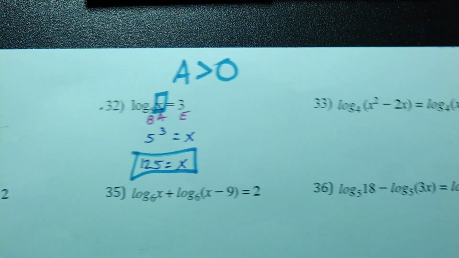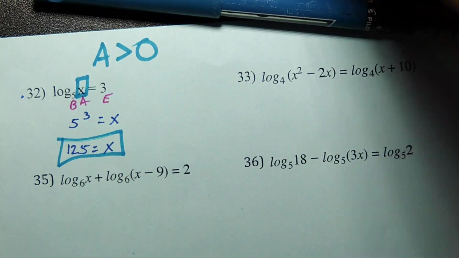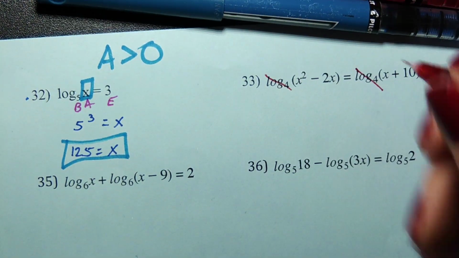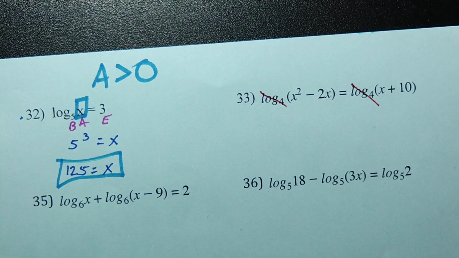What about on number 33? I have 2 logs on different sides. What do I do when they're on different sides? You cancel out the corresponding parts. So log base 4 over meow, log base 4 over meow. Cross those off. And I want you to see if you can solve it from here. Solve it and check it.